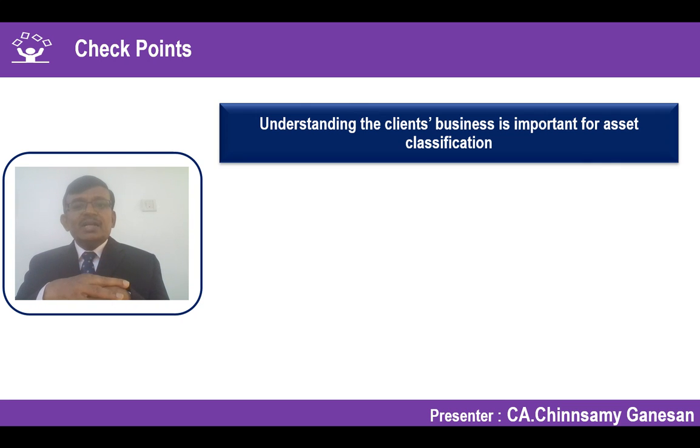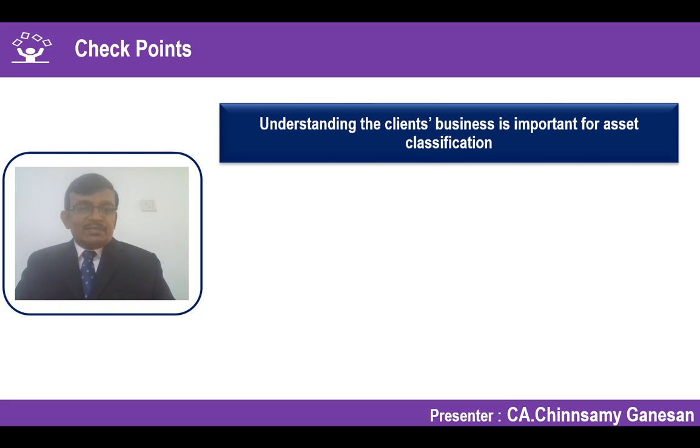One of the points we have to remember is that whenever an asset has to be classified into current or non-current, you should understand the client's business. For example, a land held by a real estate developer will be a current asset because it's held for sale as inventory or development in the operating cycle into a finished product and then sold as a flat. Whereas the land in respect of a manufacturing unit will be part of non-current because it's property, plant and equipment.